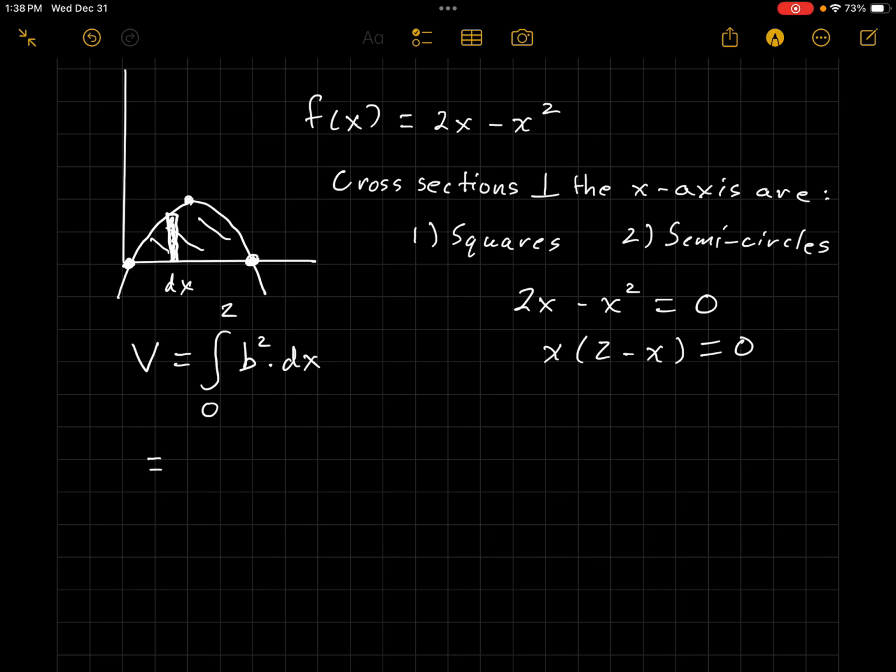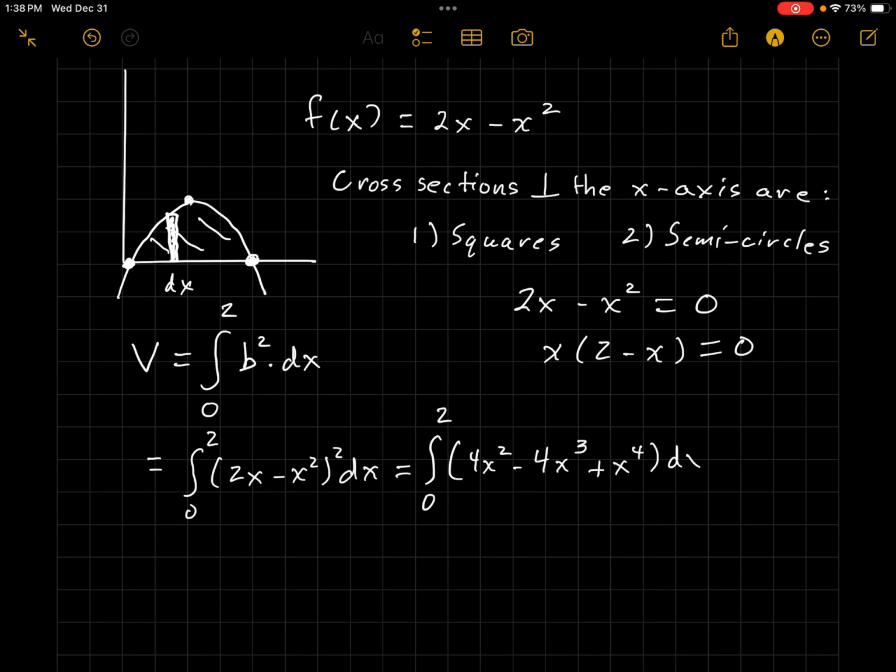Let's do the algebra of this one. I'm going to start by putting in my base into the integrand. We'll square it as such. Before I find the antiderivative, we really need to multiply out the inner part. So I get (2x) squared minus 4x cubed plus x to the 4th dx.